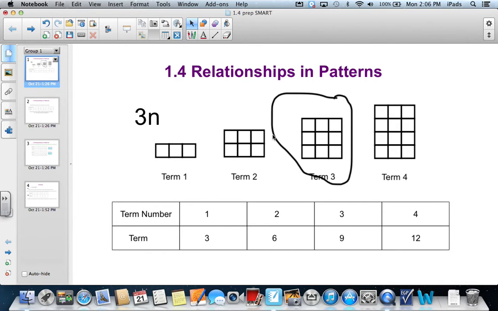The second one, if you put it into the relation, term 2 would give 6 boxes. If you put term 3 into the relation, 3 times n, or 3 times 3, would give you 9 boxes. 3n, or 3 times 4, if you put term 4 in, would give you 12 boxes.